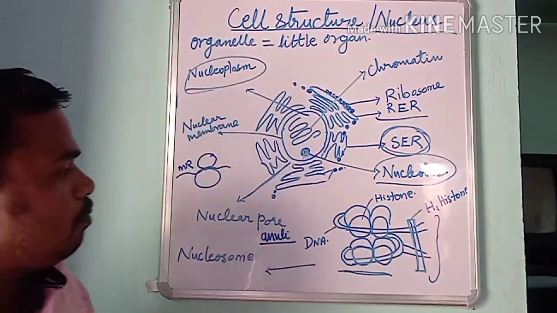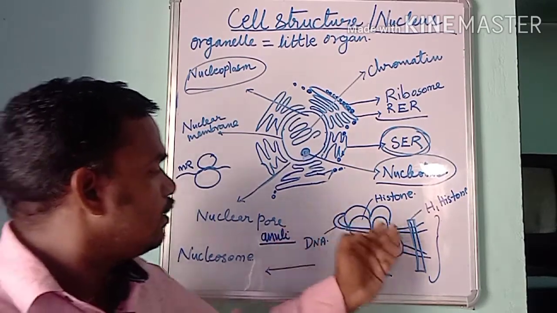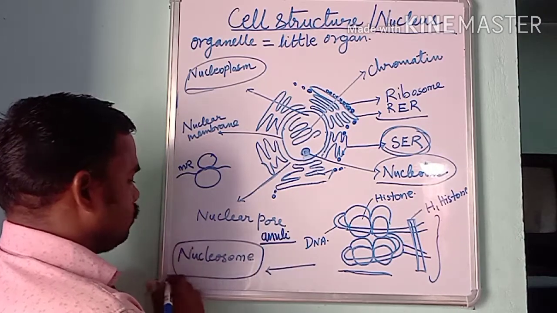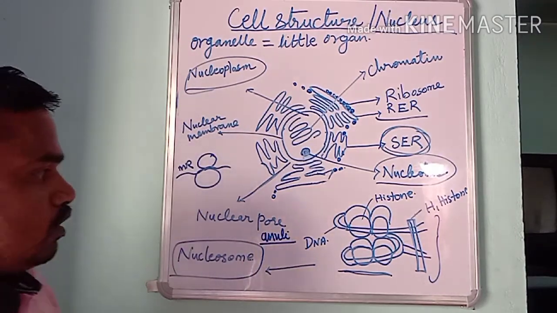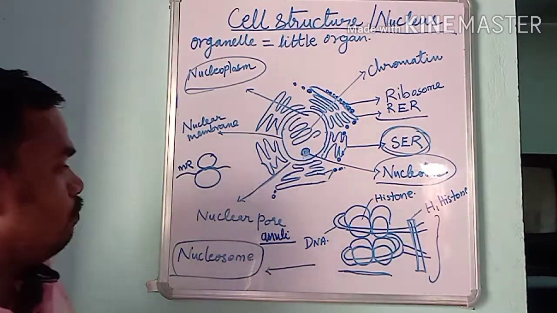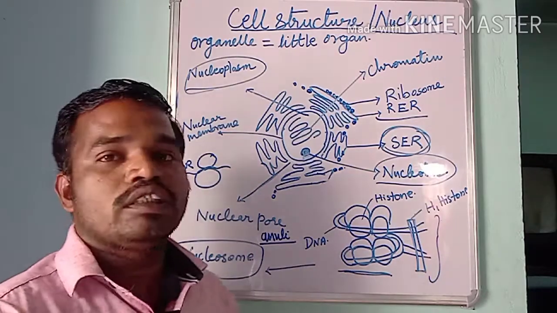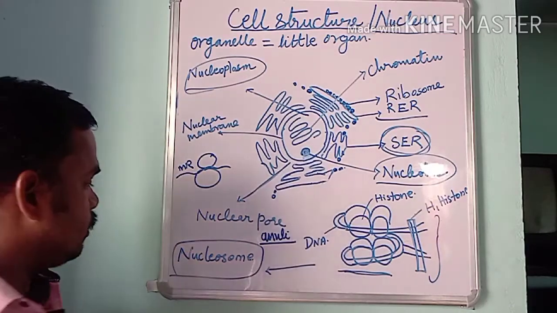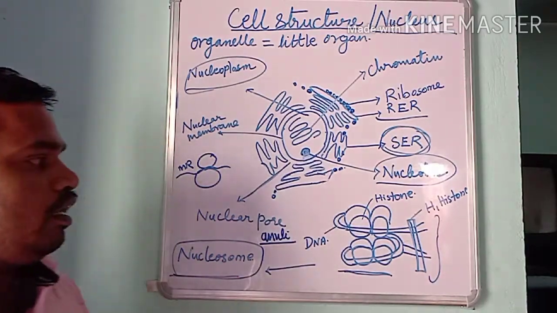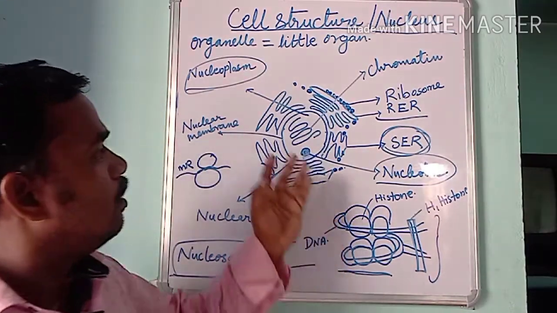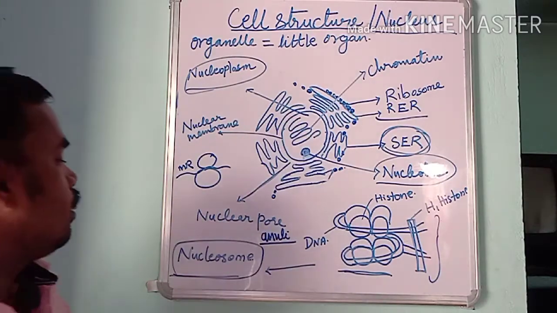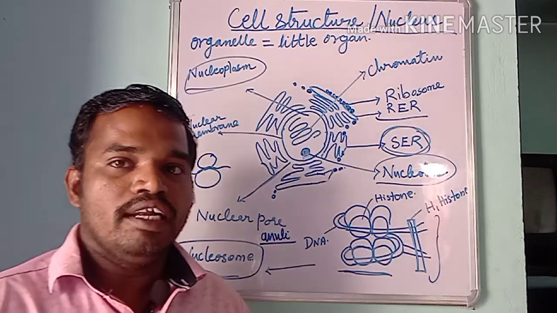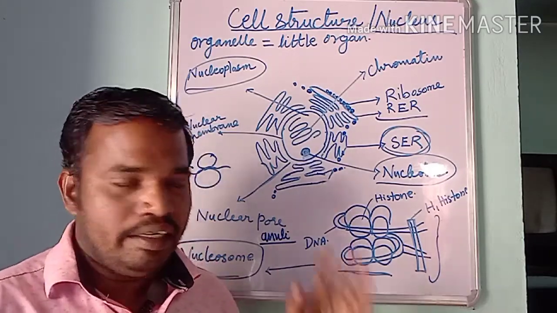That repeated unit, where the 8 histones are coiled by the DNA structure, is called a nucleosome. Along with the histone proteins, the chromatin also has non-histone proteins and a little amount of RNA and DNA.